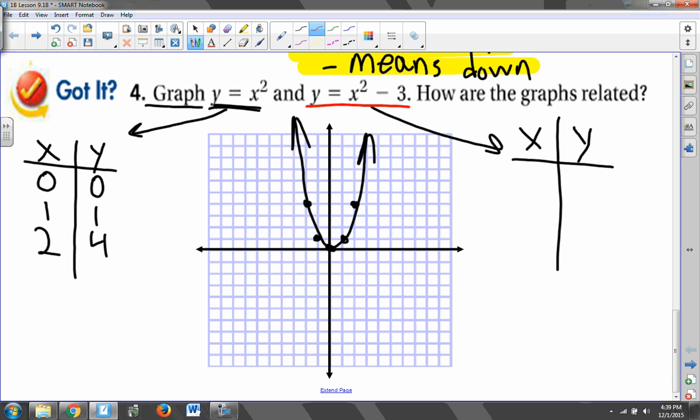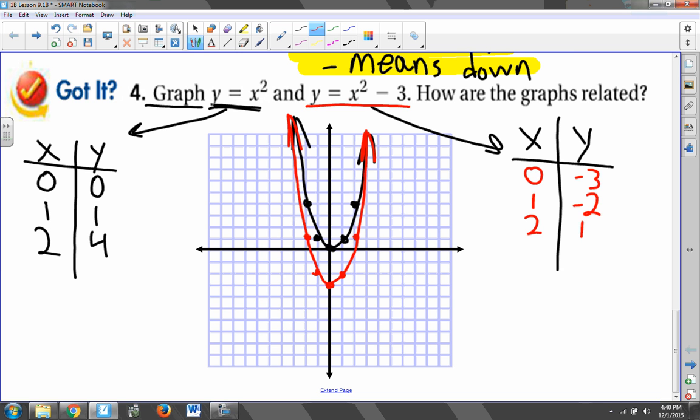y equals x squared minus 3. Now, if I put 0 in for x now, my y value is negative 3. If I put 1 in for x now, my y value is negative 2. If I put 2 in for x, my y value is 1. So my vertex, I believe, is at 0, negative 3. 1, 2, 3. I have a point here, I have a point here, and I will reflect those across here and here. And there's that graph.